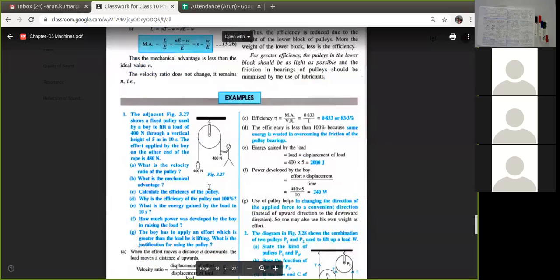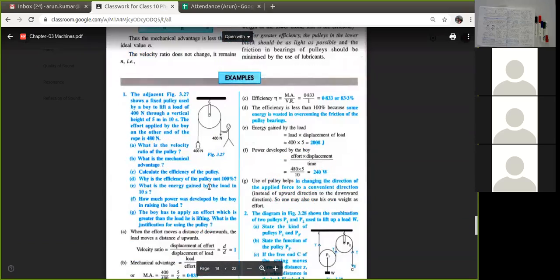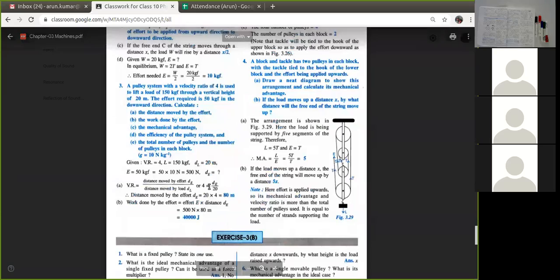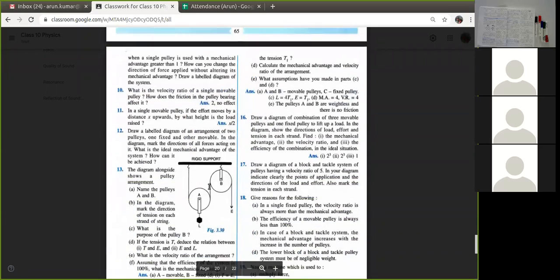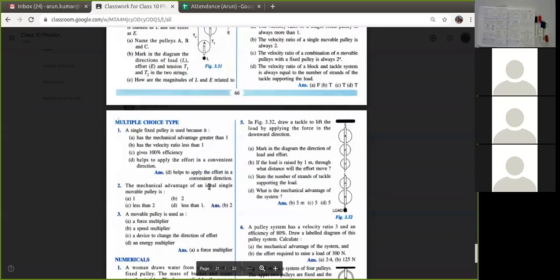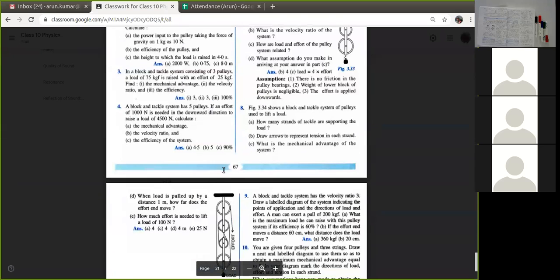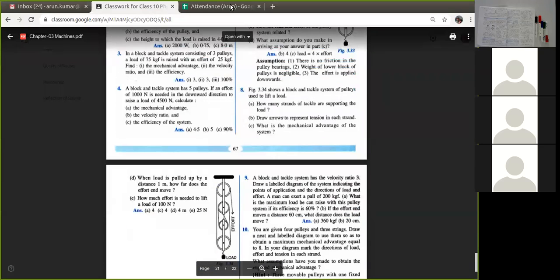You can also select 1 or 2 questions from the examples and try to solve them if you are able to understand them. And then the assignment 3B, I'll post the assignment tomorrow after your test is over. So unless there are any other questions, we'll stop.